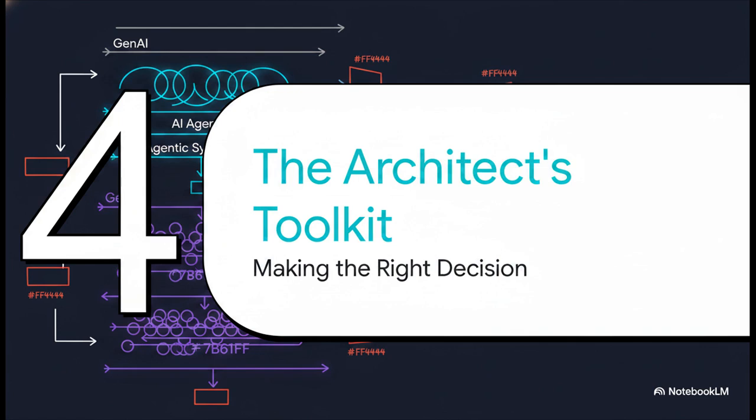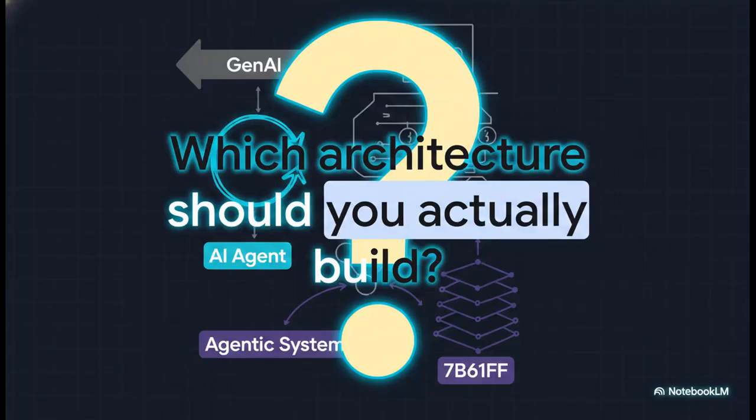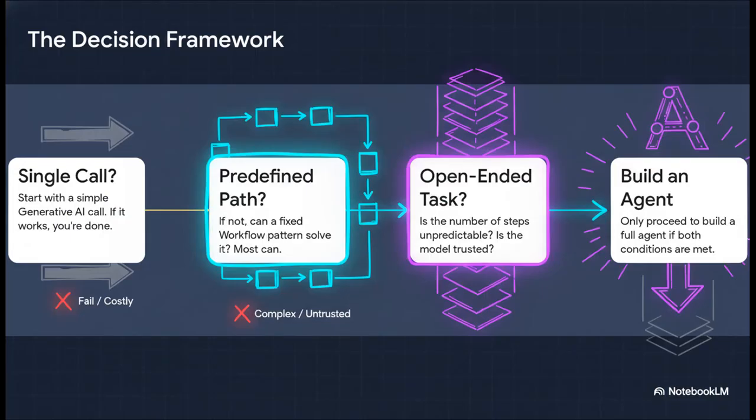So we have the theory, we've got the layers, we've got the patterns in our back pocket. Now for the really hard part. How do you, as the architect, actually decide what to build? This is it. This is the question that sits right at the heart of every single AI project. Do you need a simple generator, a predictable workflow, or a dynamic agent? Nailing this choice up front? Well, it's everything. Here's your playbook simplified.